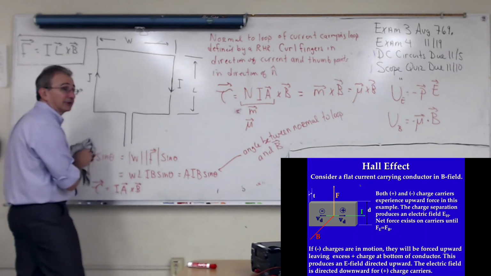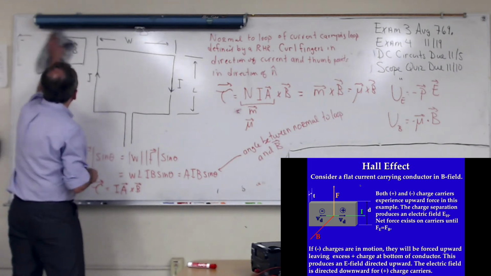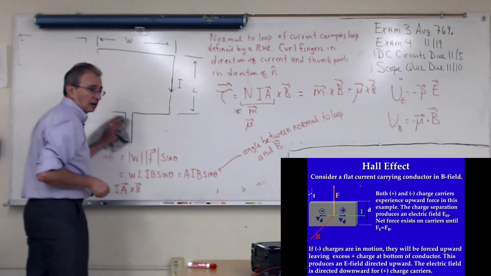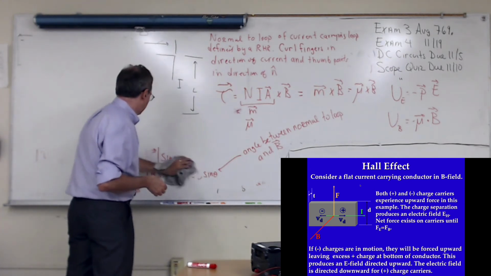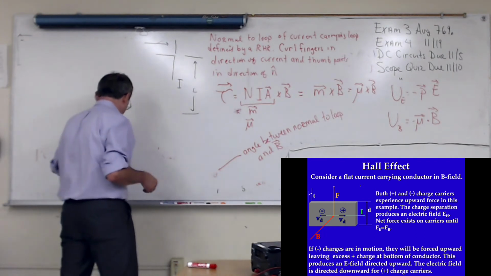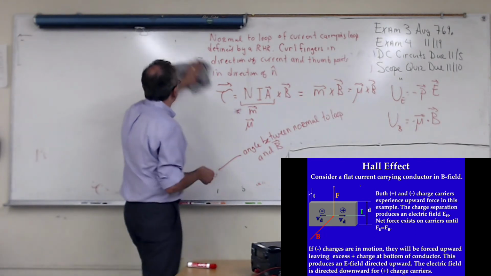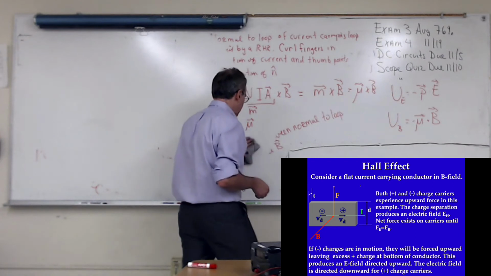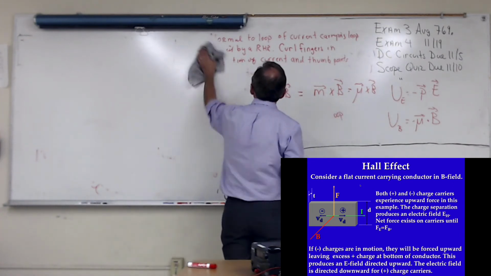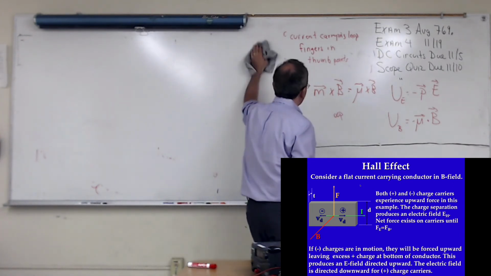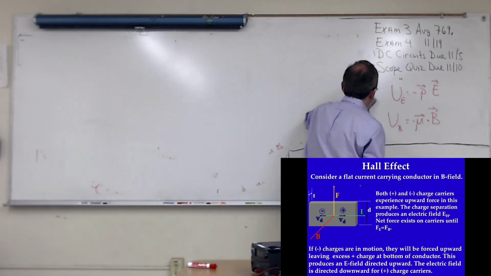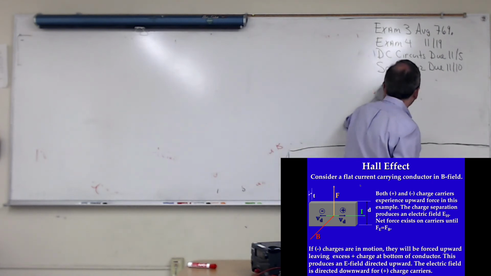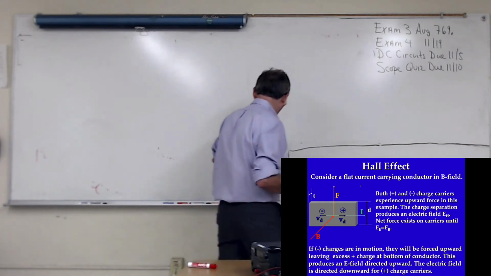Suppose you have a flat current-carrying conductor in a magnetic field. This is actually an important effect, and similar, analogous versions of this effect discovered over the years have won Nobel Prizes.